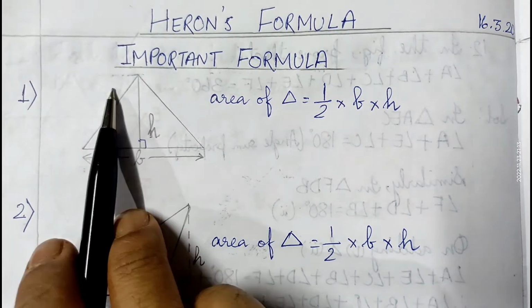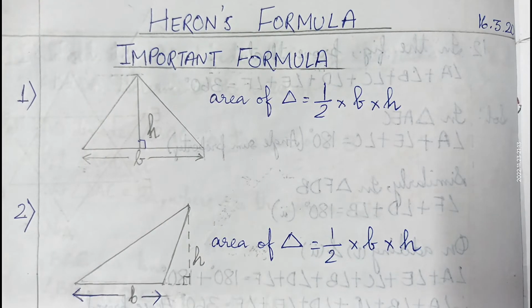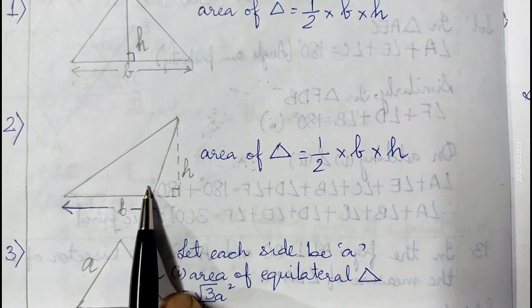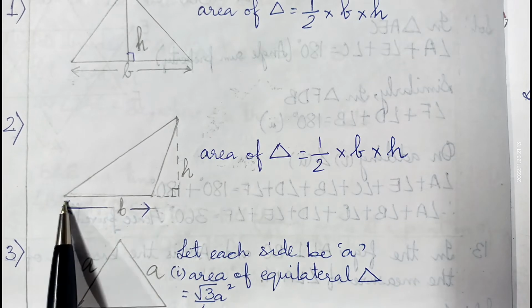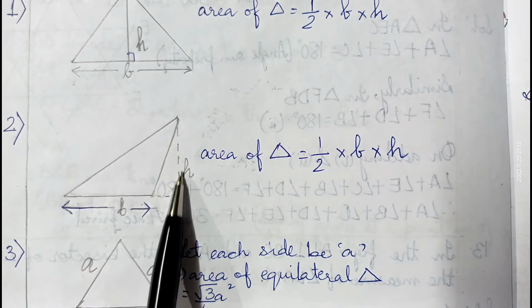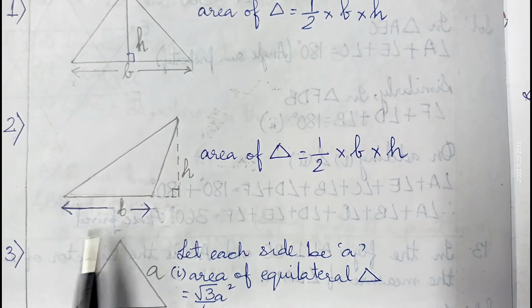Then area of a triangle will be half into base into height. Now suppose the triangle is an obtuse angle triangle, that means one of the angles is more than 90 degree. For this triangle, this is the base, starting from this up to this much, but height will always be 90 degree, so this is the height. In that case also area will be half into base into height.